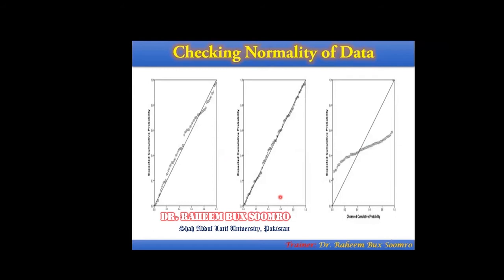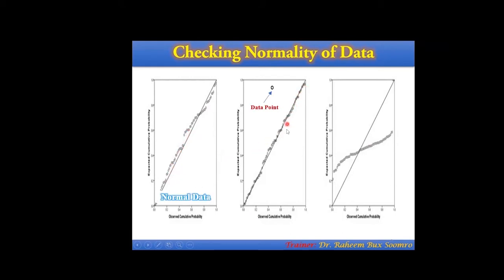Now, dear viewers, there are three graphs before your eyes. The first graph has this line. These small circles are our data points. If these circles are located exactly on this line, it means it is normal data, like in this one. Almost all the data points are located on this line, so we call this normal data.